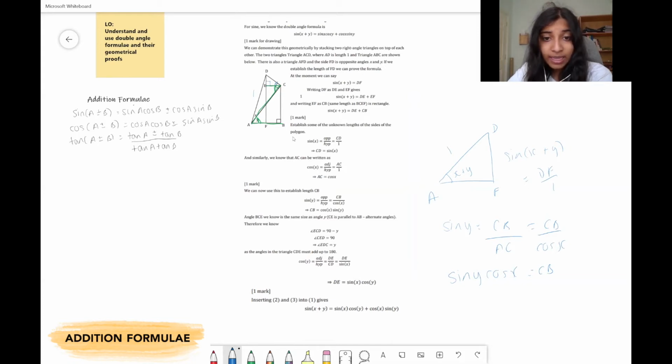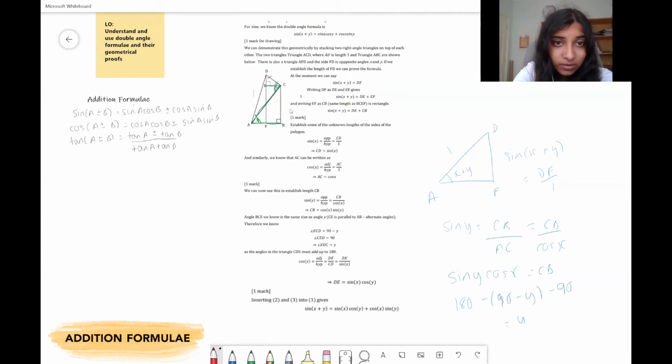That's because if this angle is 90 minus y, then if you do 180 minus (90 minus y) minus 90, the 90 minus 90 cancels, so you just get y. So therefore, we have angle EDC here, that's just equal to y. So if we look at triangle CDE, we know that the angles in that triangle must add up to 180.